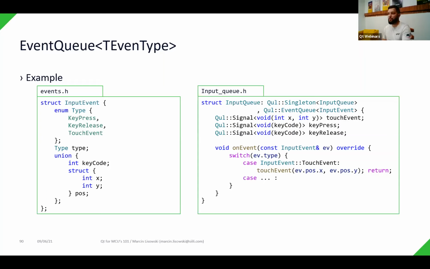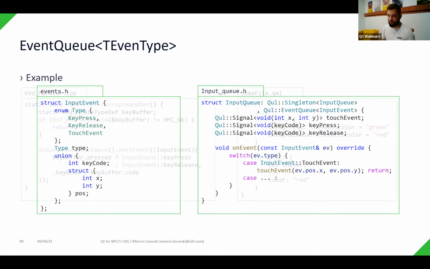Qt for MCUs, but you can see that on event function is overridden there, and you will receive all events that are coming to the queue directly there, where you can analyze what's inside your message. And here's the example of some simple switch that will check for a type and then decide what to do next.